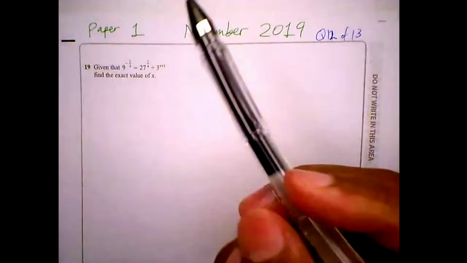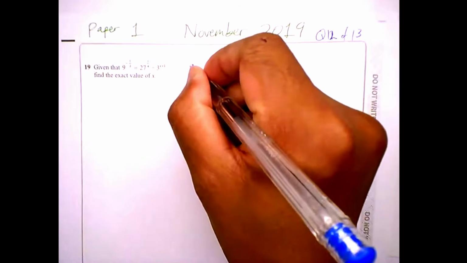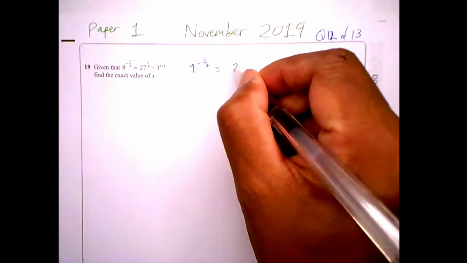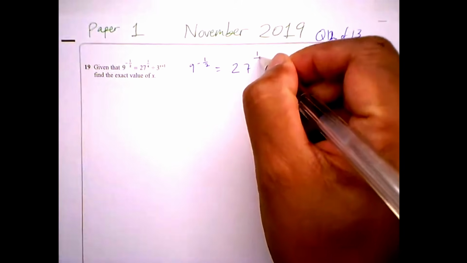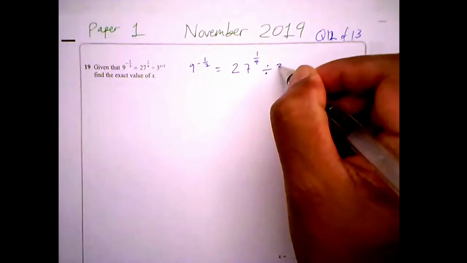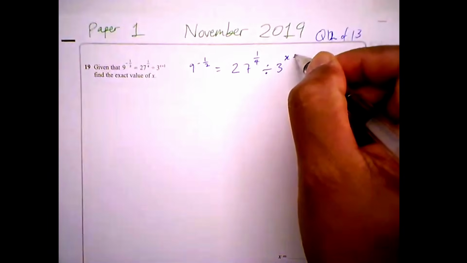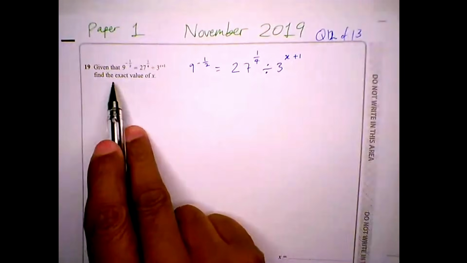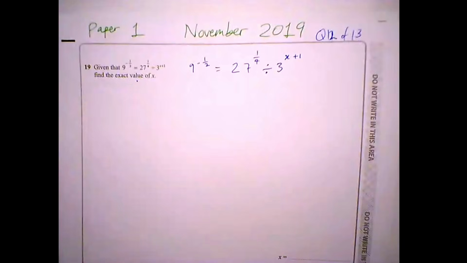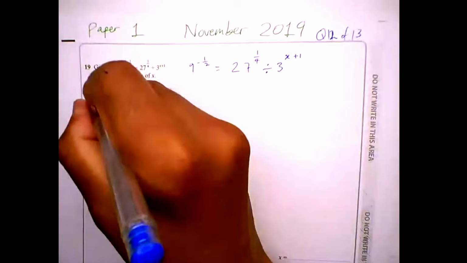Given that 9 to the power minus a half equals 27 to the power a quarter divided by 3 to the power x plus 1. Find the exact value of x. So the first thing I need to think about is connections. What is connecting me?